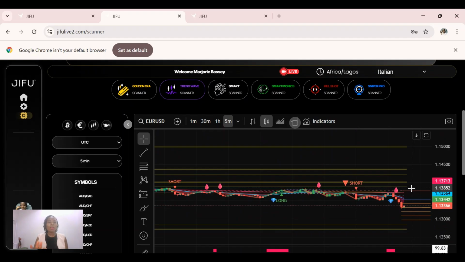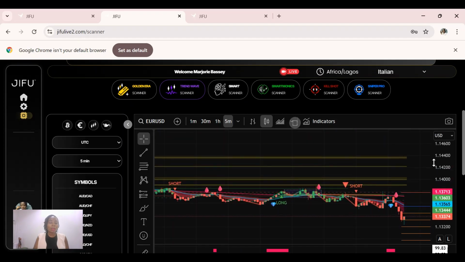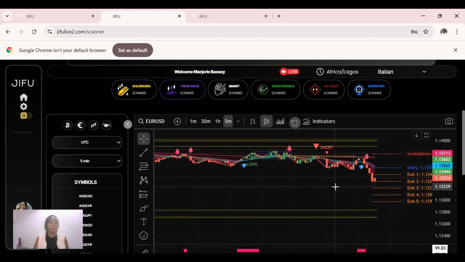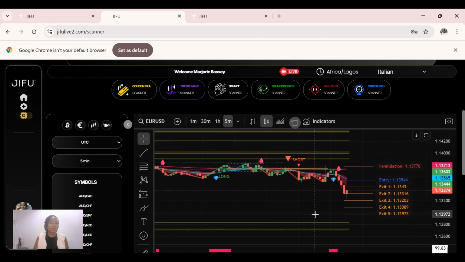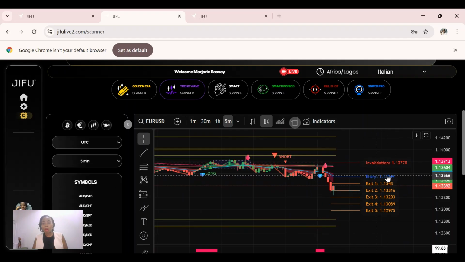There are three simple rules that you have to watch out for when you are taking the trade. So you come here and check on the 5 minutes. The first rule is: did Trendwave call out this trade? Yes, Trendwave called out the trade. How did it call out the trade? It gave you the entry parameter, the stop loss, and then the exit parameters. So that's the first confirmation that you've done.